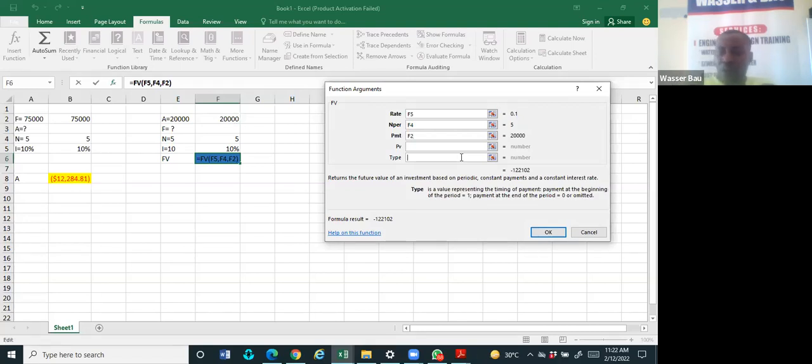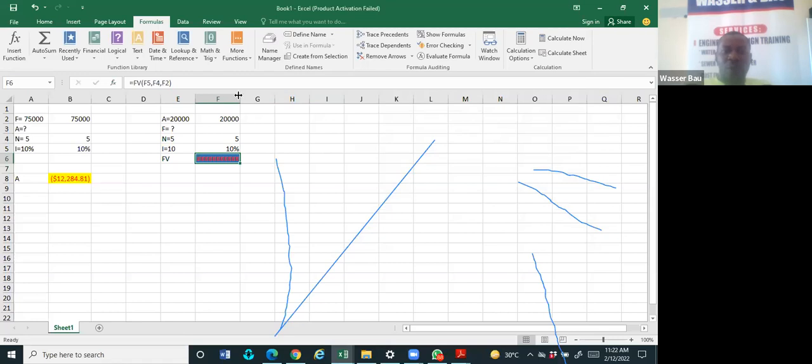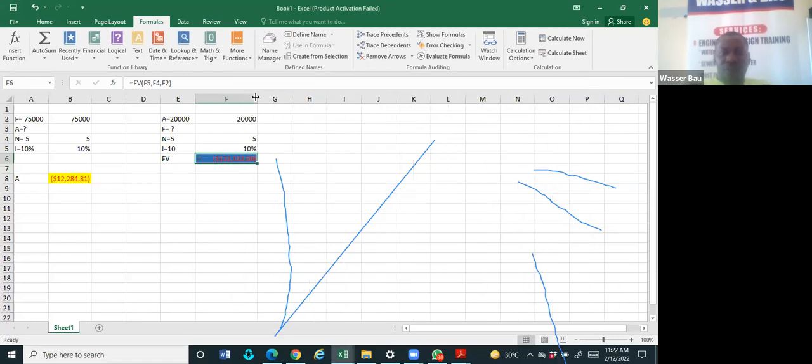If you put 0, it means the interest will be paid at the end. If you put 1, it means the interest will be paid at the beginning. So that's what we call end of year accounting. There's also beginning of the year accounting. Okay, so you just click OK. And the answer will pop up. Just increase the cell. So look at the answer.